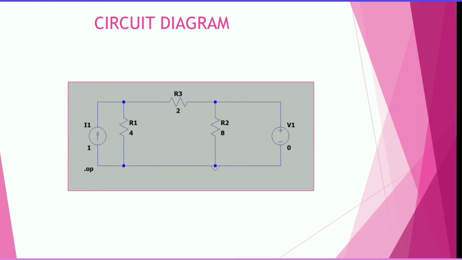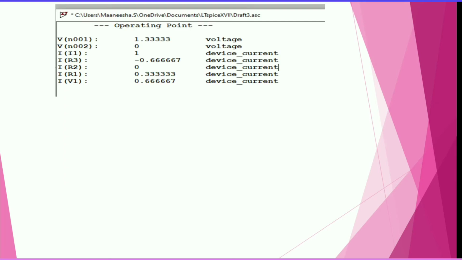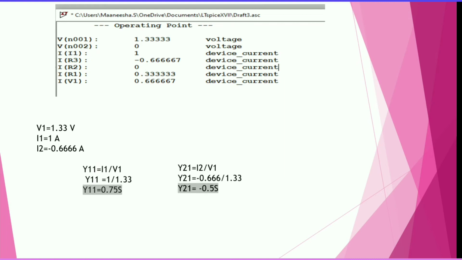When the output port is short circuited, using the LTSpice simulation, we get the values of V1 as 1.33 volt, I1 as 1 ampere and I2 as minus 0.666 ampere. On finding Y11 equal to I1 by V1, dividing this we get Y11 as 0.75 Siemens, and Y21 as I2 by V1, that is minus 0.5 Siemens.